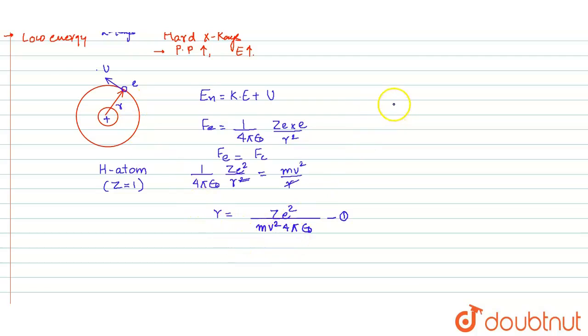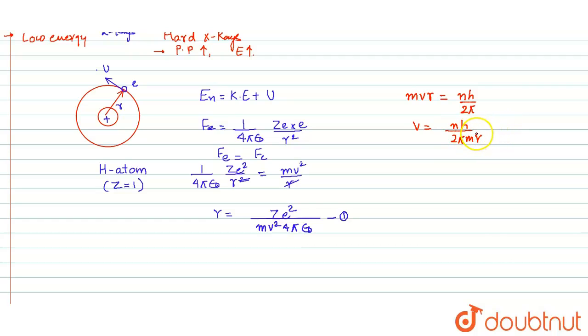Now let us apply Bohr's postulate to find the speed. So what is Bohr's postulate? Bohr says that the angular momentum of an electron in any orbit is quantized and is an integral multiple of h upon 2 pi. So applying Bohr's postulate, the angular momentum, which is m v r, is equal to n h divided by 2 pi. From here you can find the value of v. So v will be equal to n h divided by 2 pi m r.